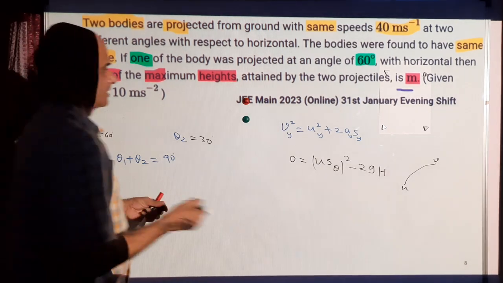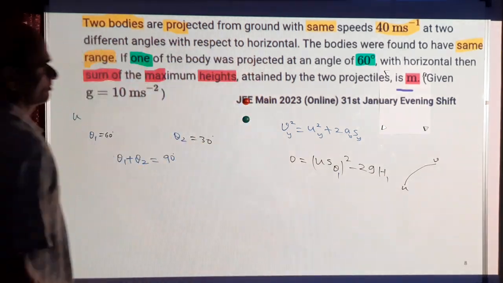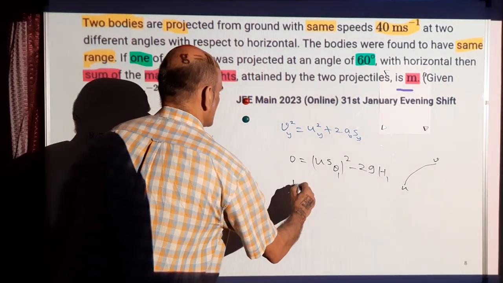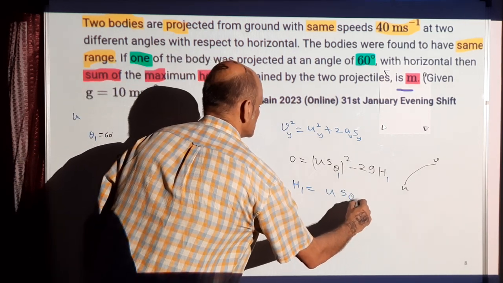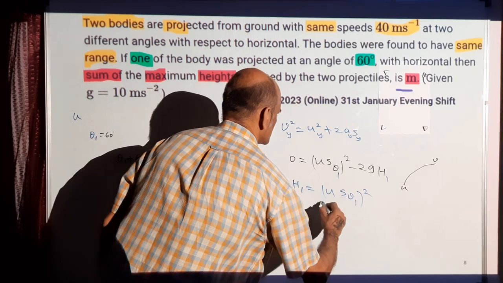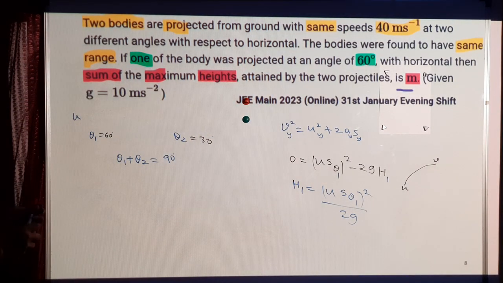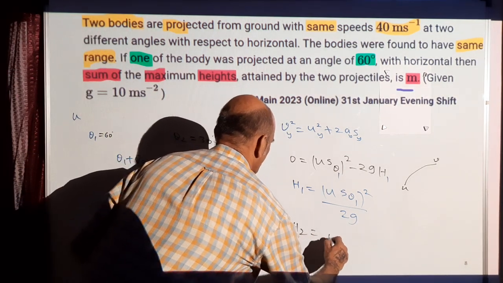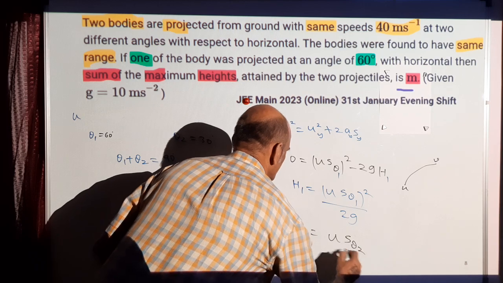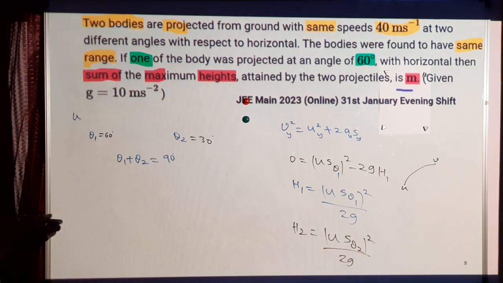So suppose we take the first projectile, it will be theta 1 and then h1. So this will be h1 as u sine theta 1 square by 2g, and h2 is the same thing, but the projection angle is different, theta 2. So you have to find h1 plus h2.